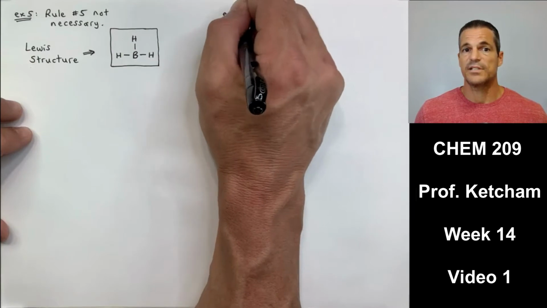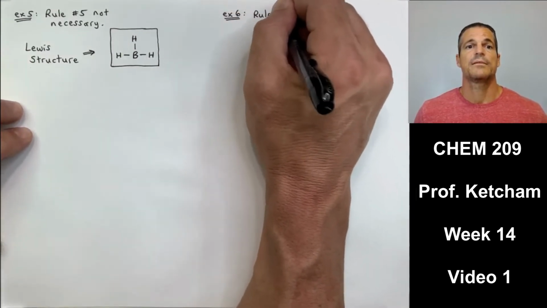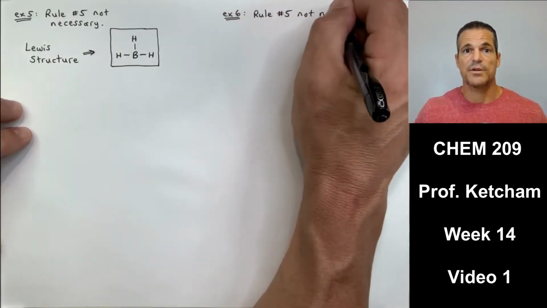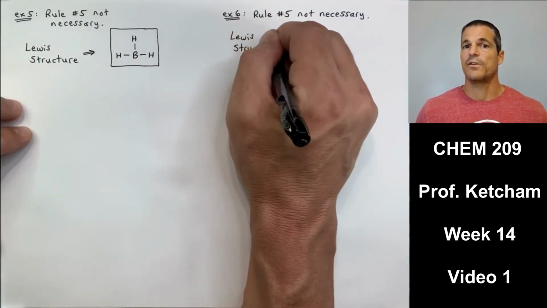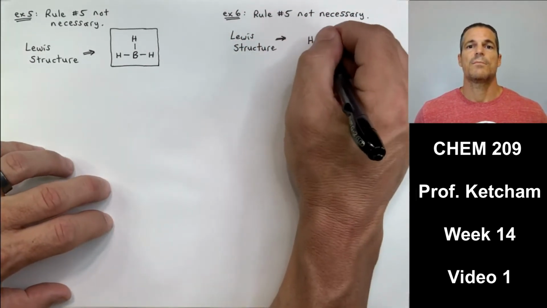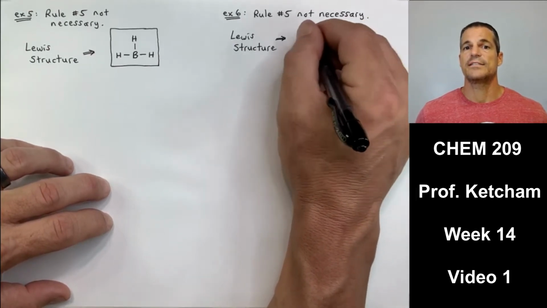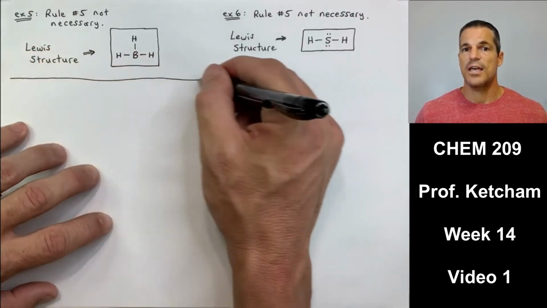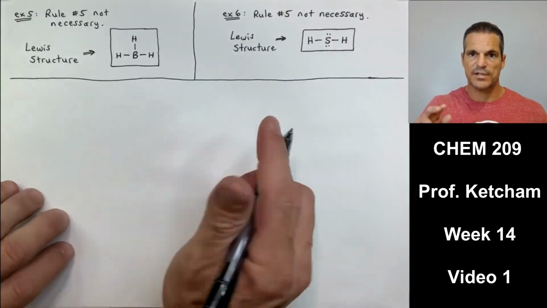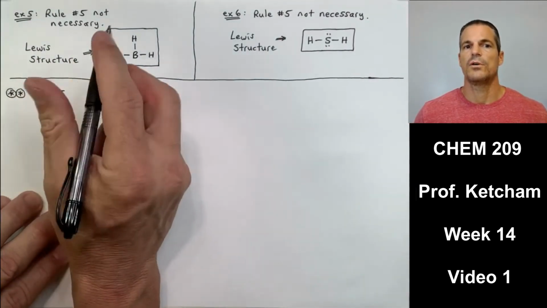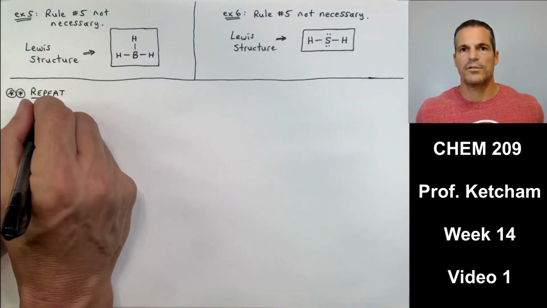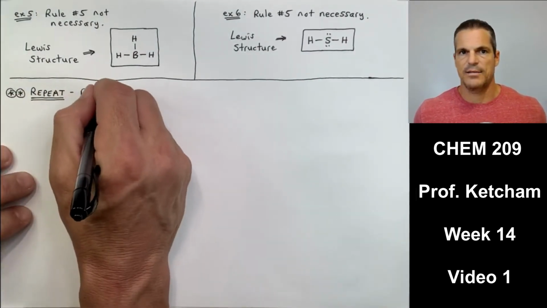BH3, 2, 4, 6 electrons. Everyone's happy. The hydrogens only have 2 electrons. That makes them happy. And rule number 5 is not necessary for example 6. So my final Lewis structure is H-S-H with 2 electrons, 4 electrons around sulfur. Those are 2 lone pairs. Now, why did I just do rule number 5 and then not apply it?